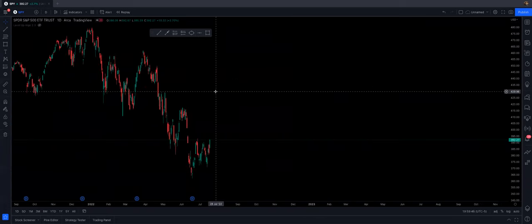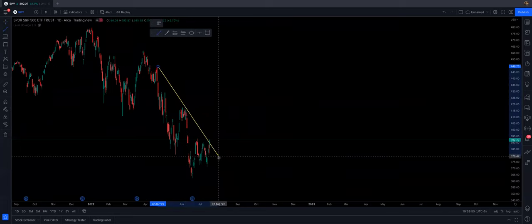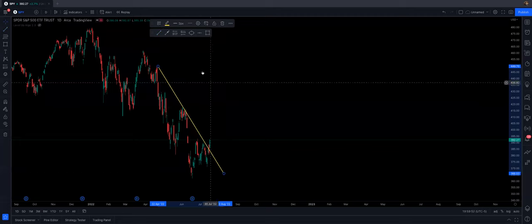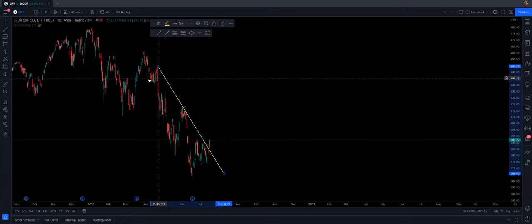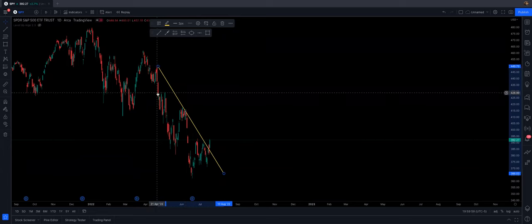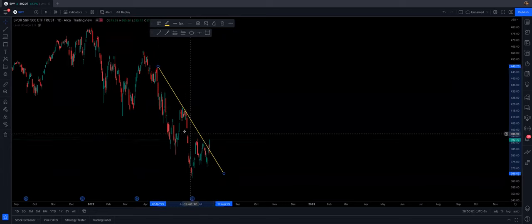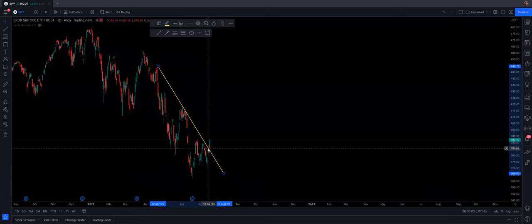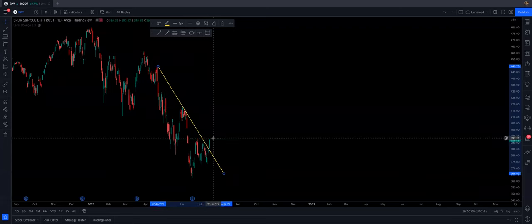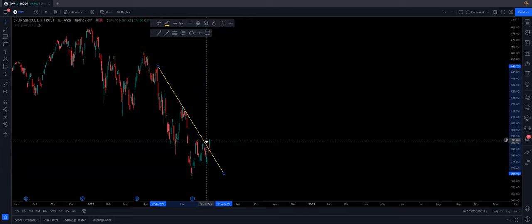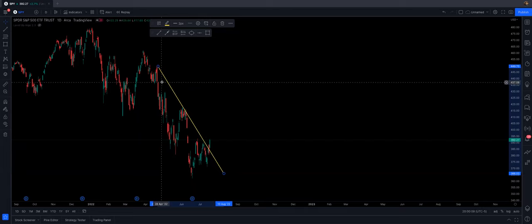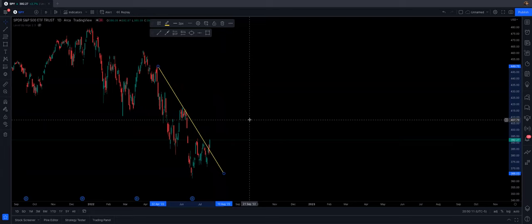Okay, so let's go look at SPY. Right here, we had a trend line on SPY. One touch, two touches, and three touches, right? So overall, the trend line was still validated. And as you can see, when it broke, what did it do? It swung to that next high, right? But we'll get into that. Overall, that's a good trend line.